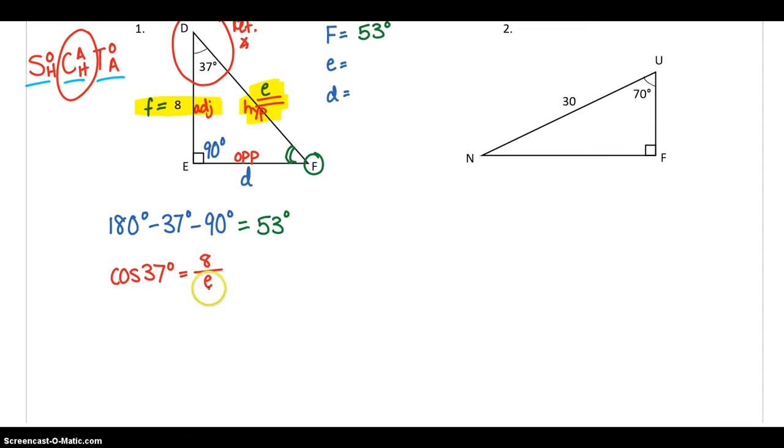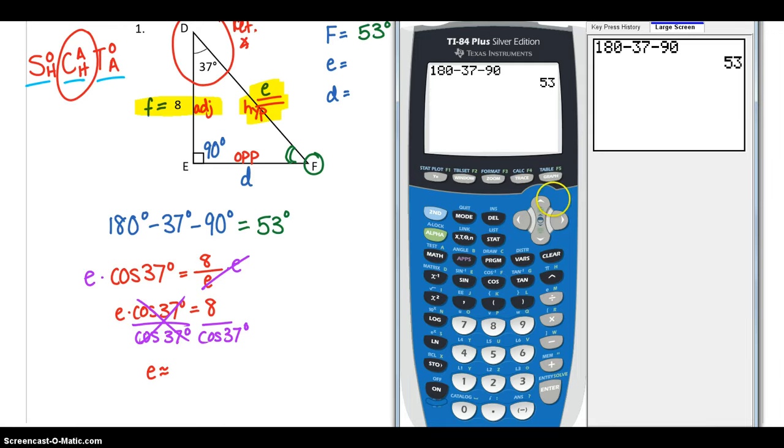So to solve this equation, remember, whenever we have a variable in the denominator, I'm going to multiply by that variable on both sides. And then I will have E times the cosine of 37 degrees equals 8. So to solve for E, all we have to do is divide by cosine of 37. Okay, and then I can type this straight into my calculator in order to find my answer. So it's going to be 8 divided by the cosine of 37. Close that parenthesis, press enter.